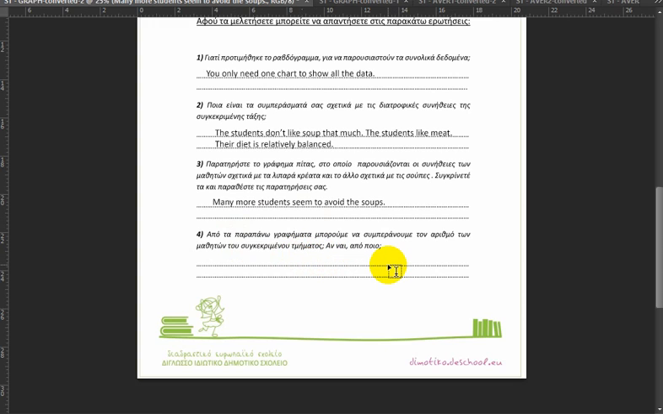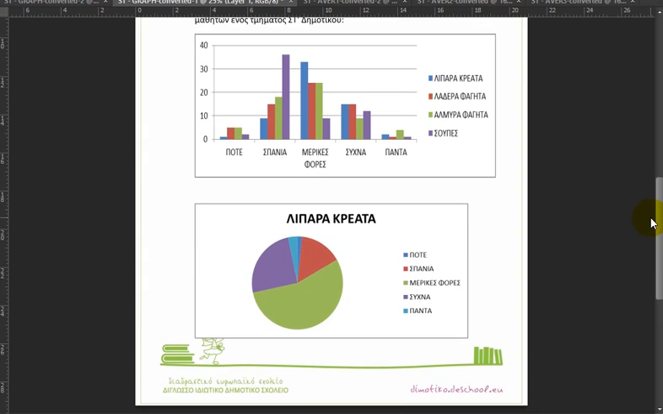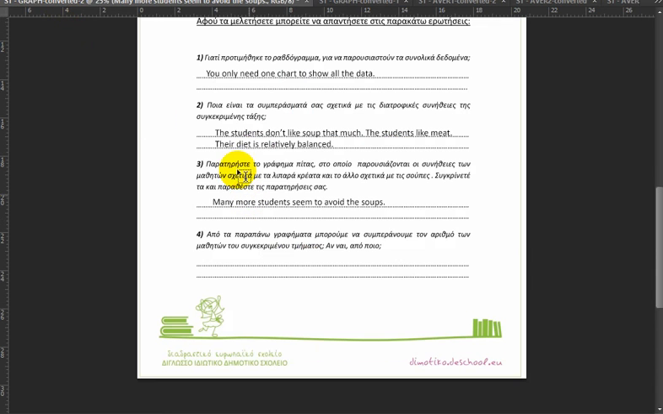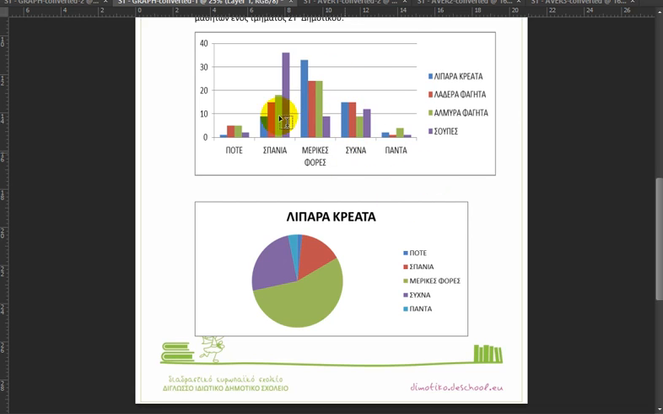Now, it asks here if we can use one of the charts to guess the number of the students in the class. And the answer is yes. But which chart? Should we use the pie chart or the bar chart? Pie chart is here, and here we have another one, and here's the bar chart. I can't use the pie chart because the pie chart doesn't have any numbers at all. So no, I need to use the bar chart.